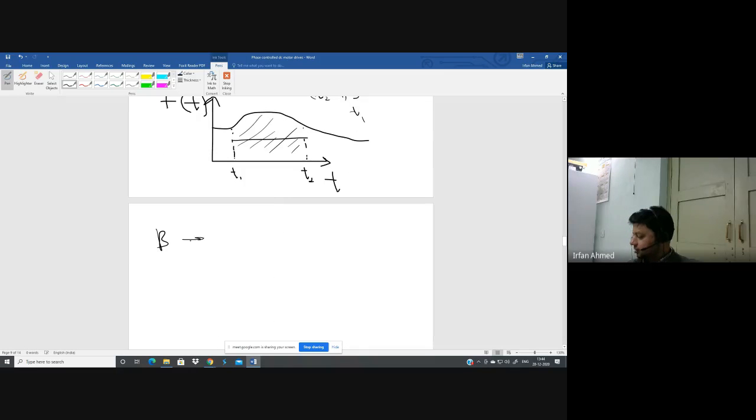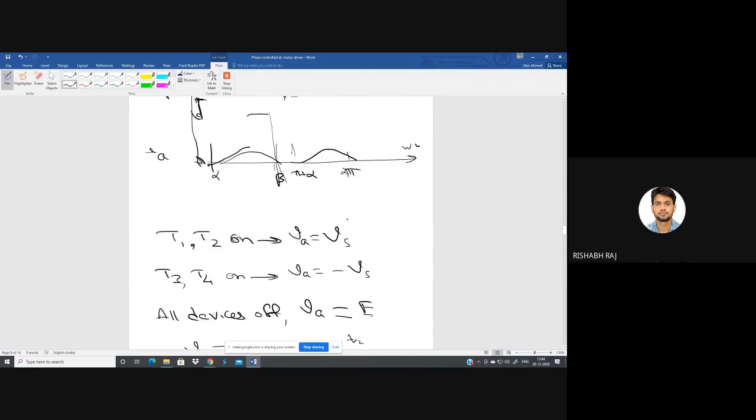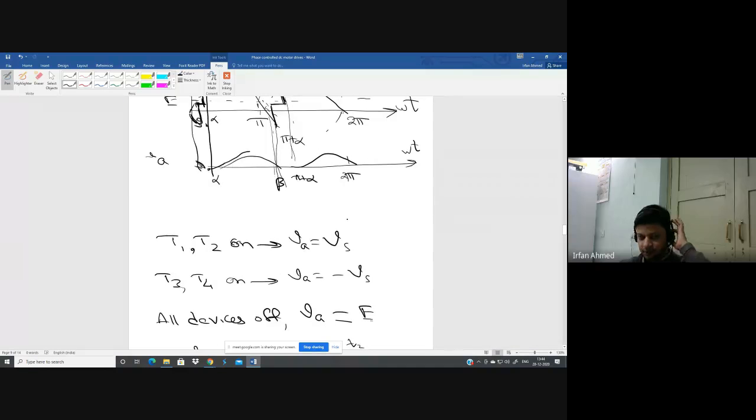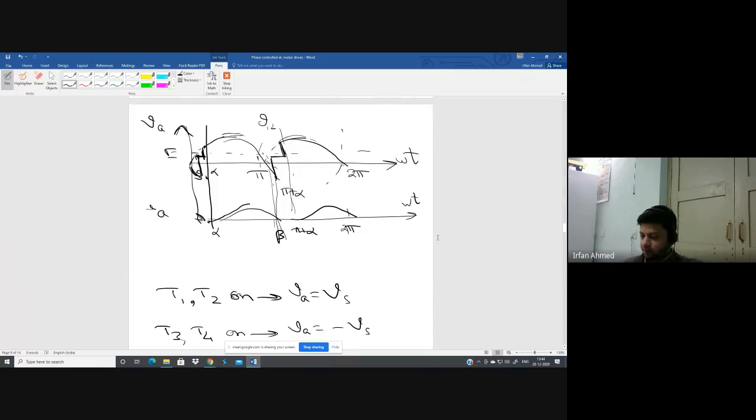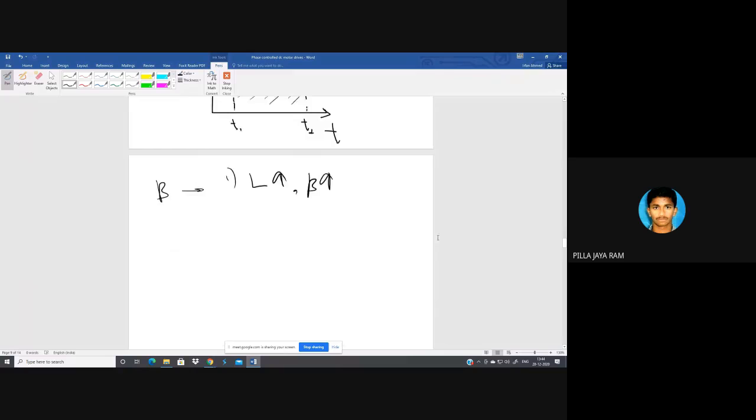Beta will depend first of all on the value of inductance. As you increase the inductance, the value of beta goes on increasing. Correct? Yes or no? Yes, sir. Yes. Second, it depends on back EMF.